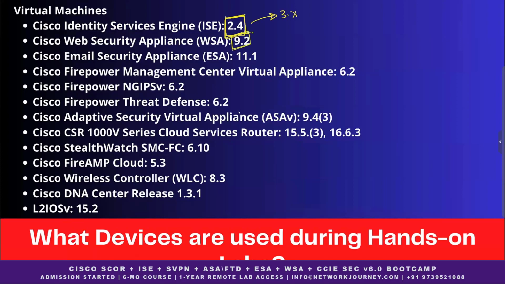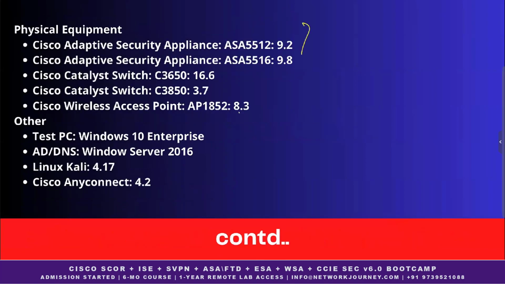For WSA, we have 9.2. This is 11.1, the email security appliance. This is the FMC for next generation firewalls. These are the IPS and FTD appliances, the firewalls. This is the ASA box. This is the CSR 1000V. This is Stealth Watch, Fire AMP, controller, DNAC, and these L2 switches. These are some of the devices which are virtual machines, and these are some physical equipment.